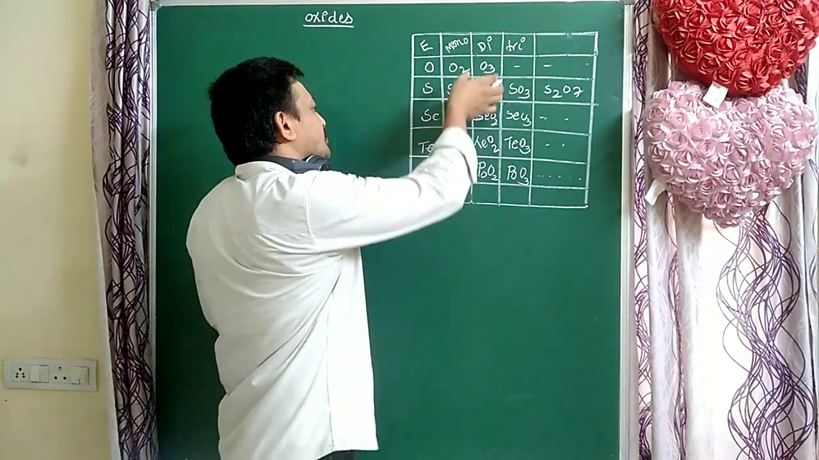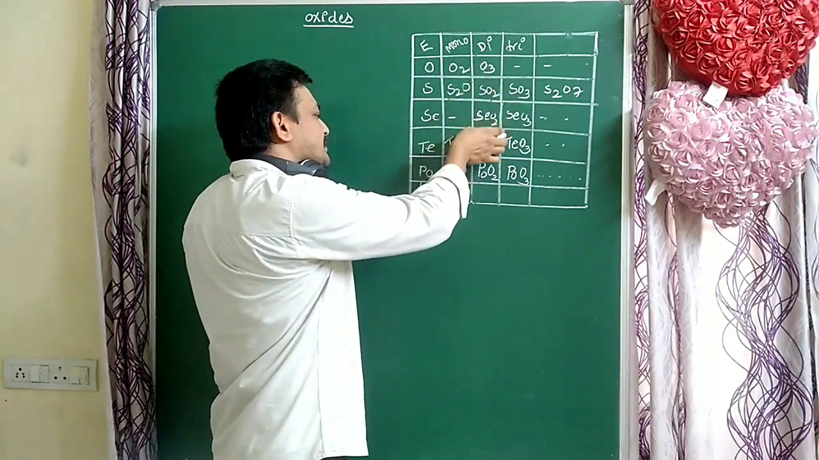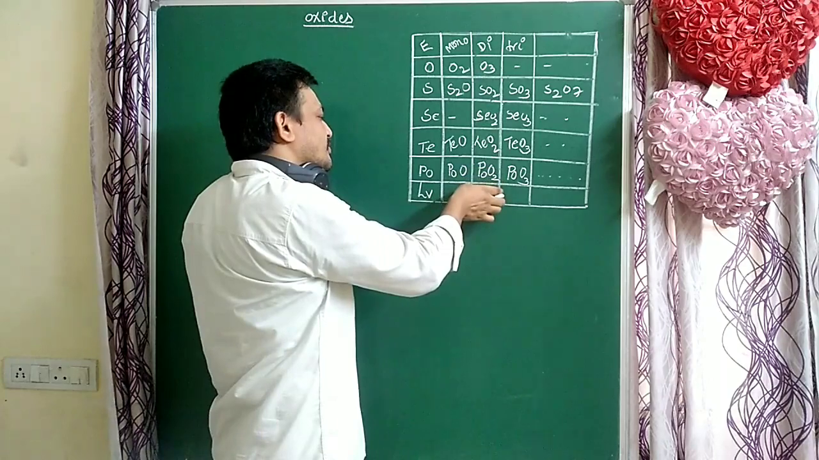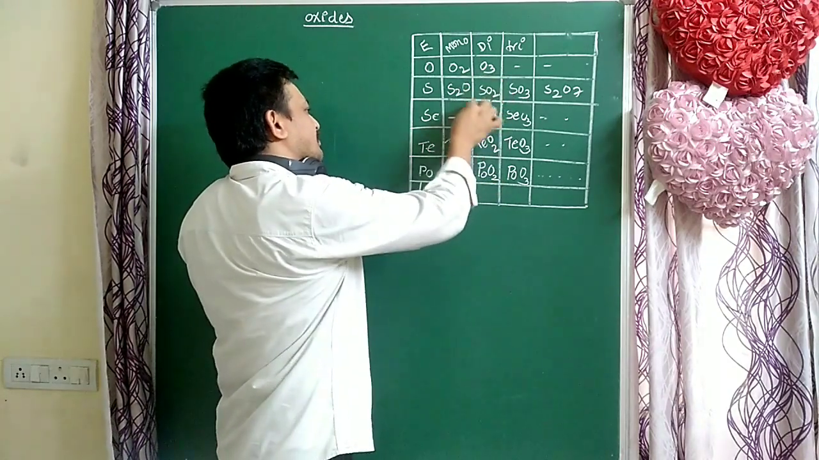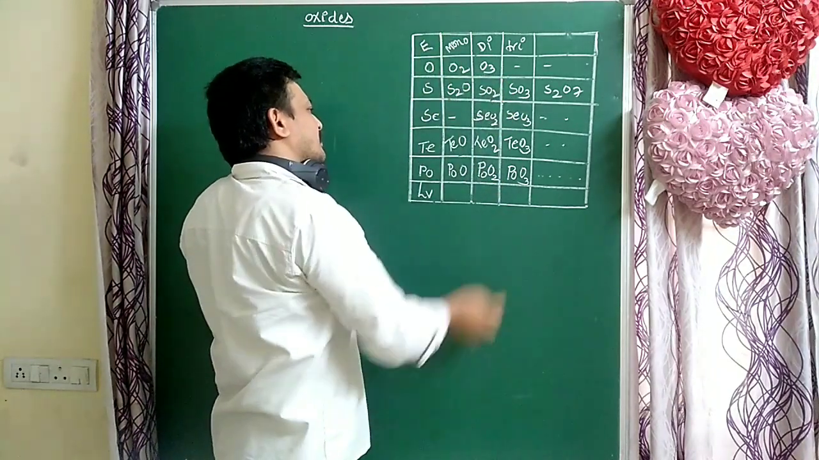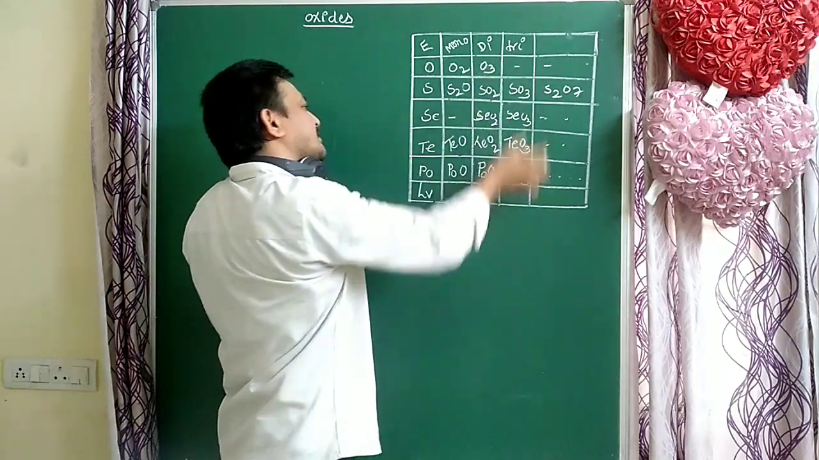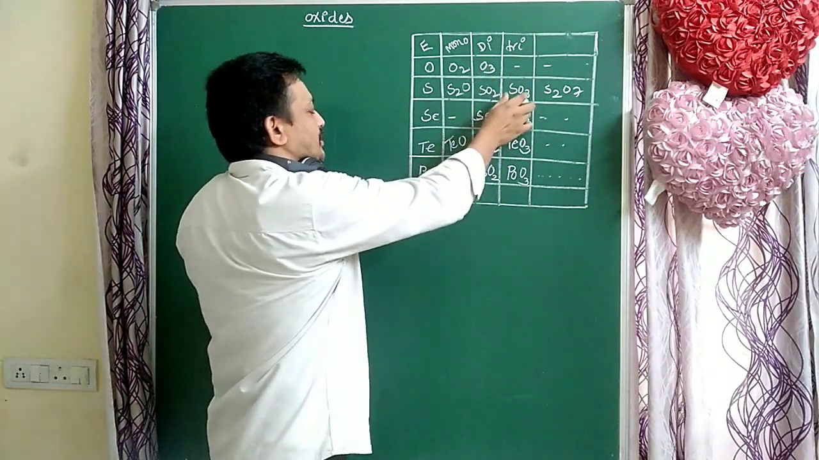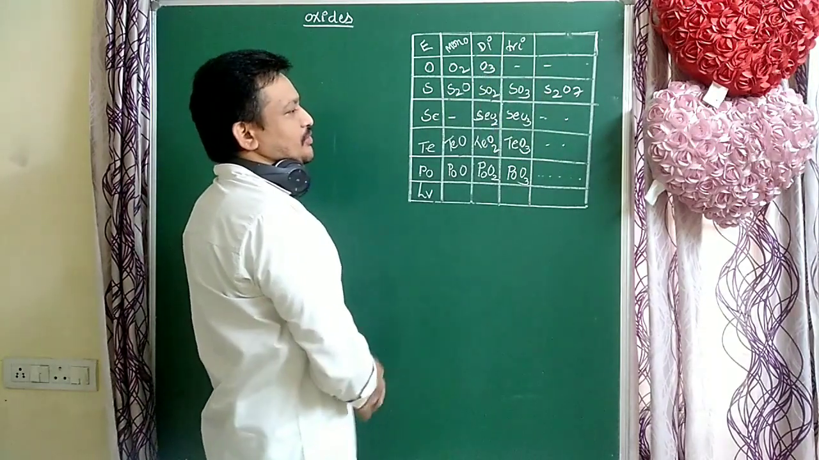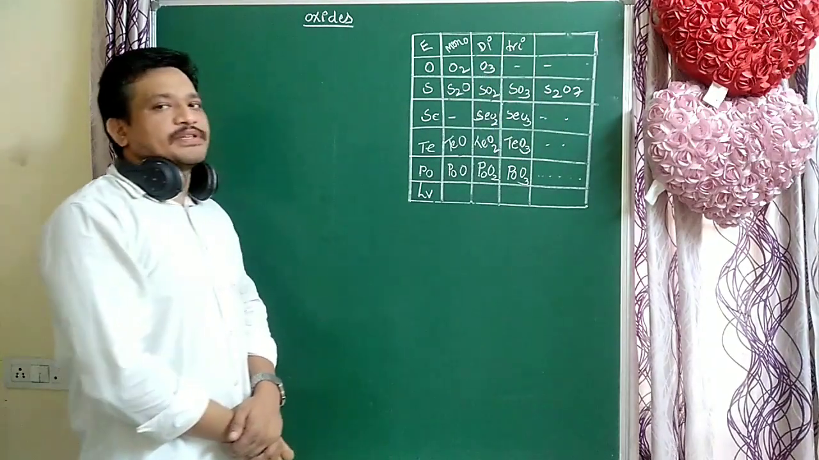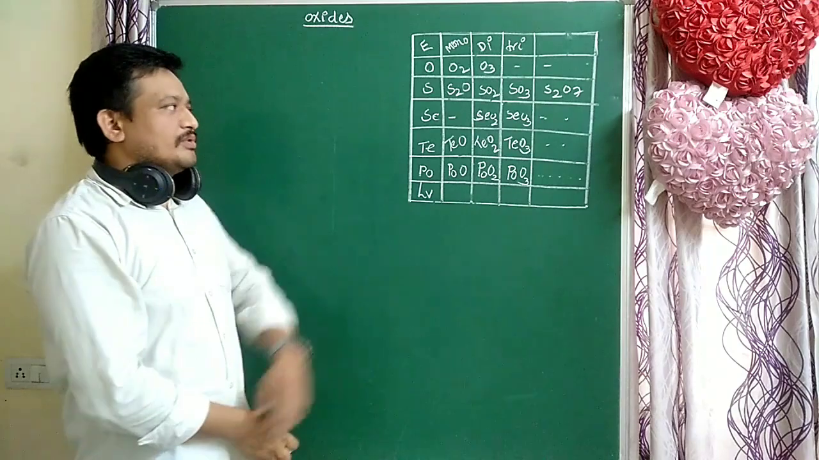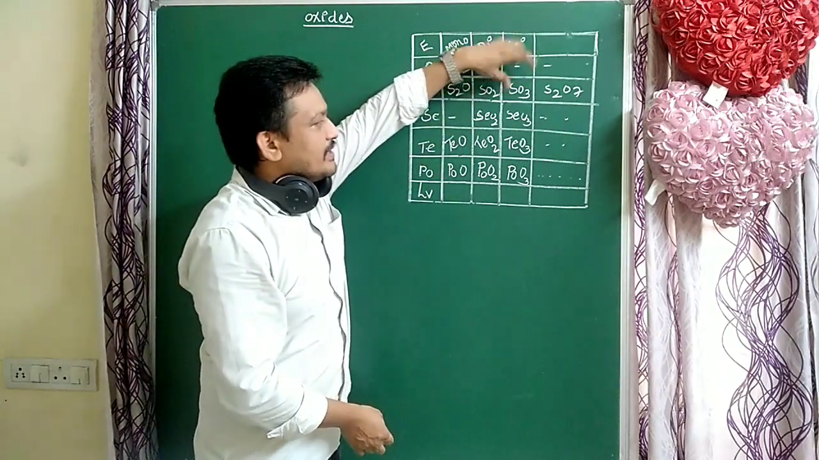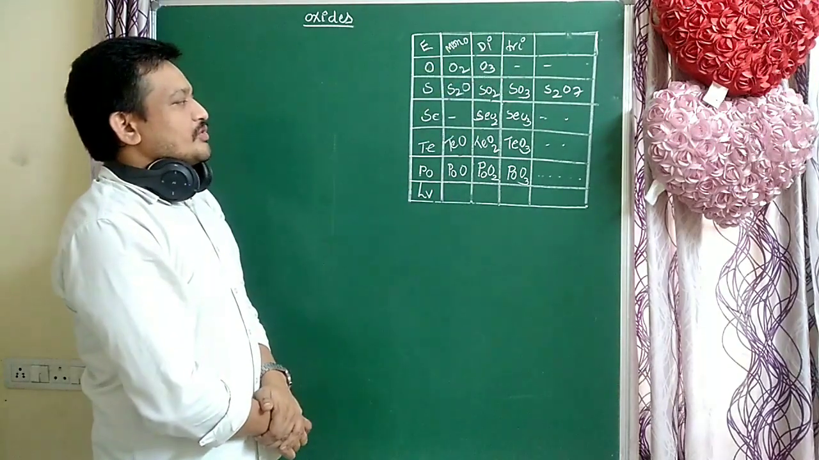When compared to all dioxides, sulfur dioxide is more stable. When compared to all trioxides, sulfur trioxide is more stable. When compared to all oxides, sulfur oxides are more stable. These dioxides and trioxides are more stable.